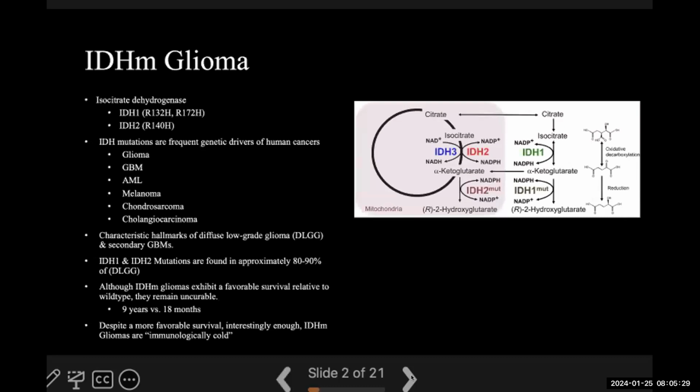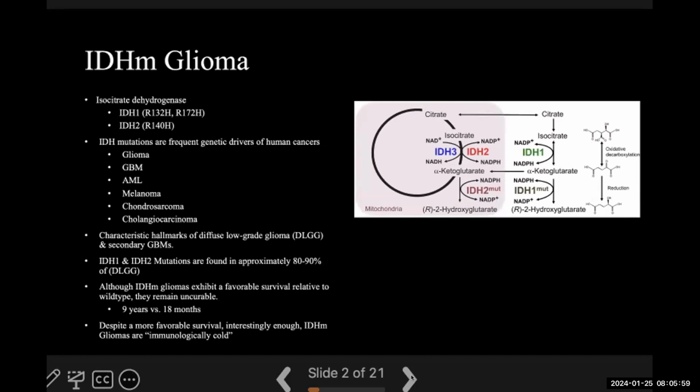So IDH mutant gliomas. It's a term that we've all heard. It relates to the isocitrate dehydrogenase enzyme and mutations pertaining to that enzyme. Most commonly you see IDH1, which is a single nucleotide polymorphism, usually at the 132 location, where you have an arginine to histidine change. You also have R172H and then IDH2, which is less common.